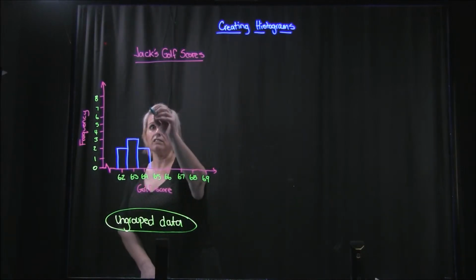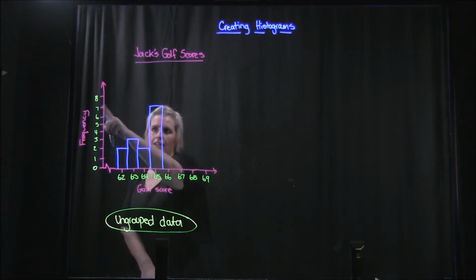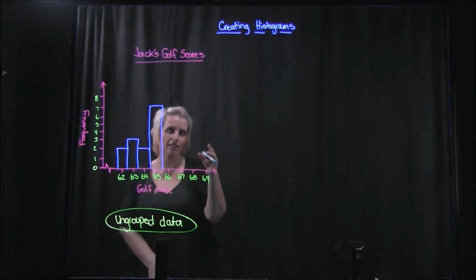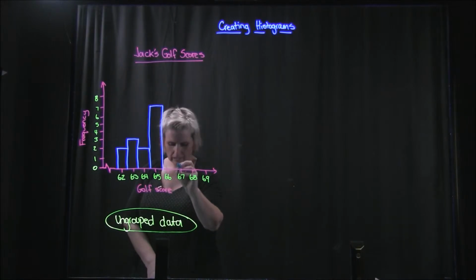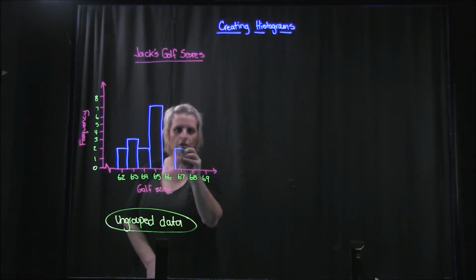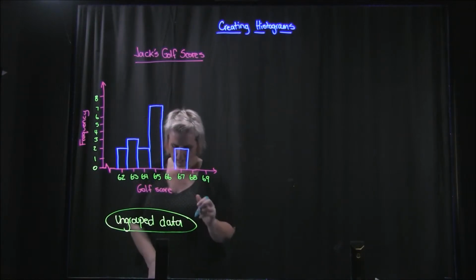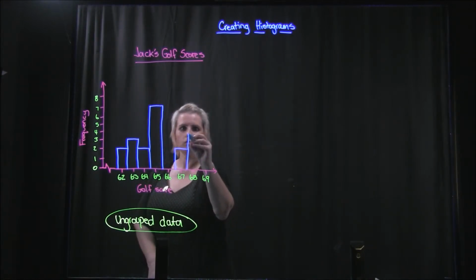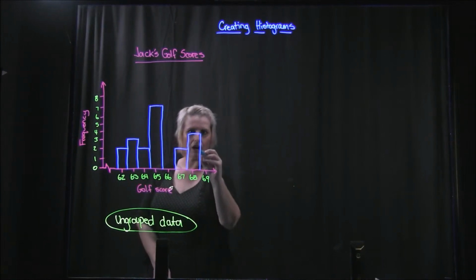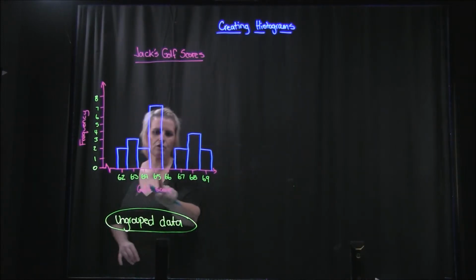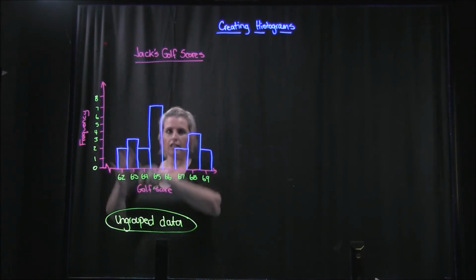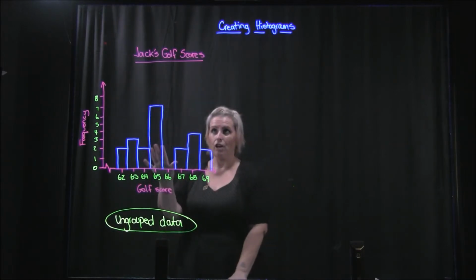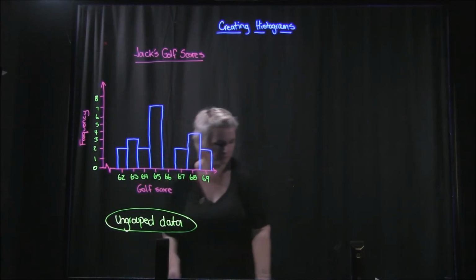65 is 7, so that goes all the way up here. You can also see that my frequency goes slightly higher than what I need so that I can extrapolate later maybe. 66, as I said before, has no scores, so we leave that blank. 67 goes back to 2. 68, he got 4 of that score. And 69, 2. You can see each of those data points is in the middle of the column, and our columns are touching, nice and straight. So that's a histogram for ungrouped data.